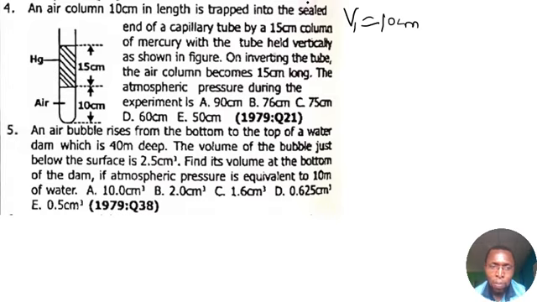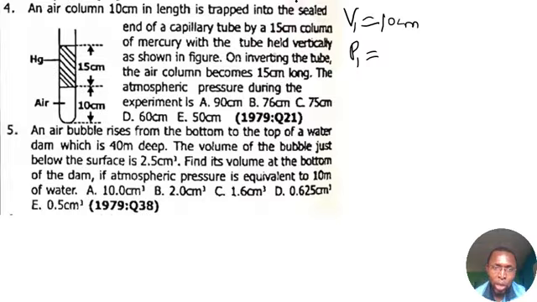Now this column of mercury that has trapped the air is taken to be the pressure that is acting on that air. So please take note of this peculiarity. Here we are also assuming that this is pressure. Initial pressure is 15 centimeters.